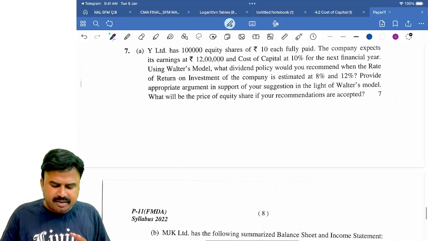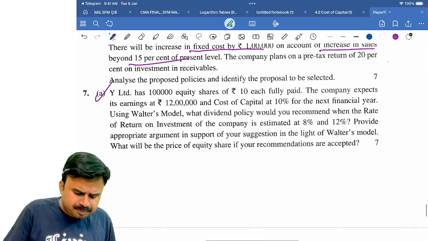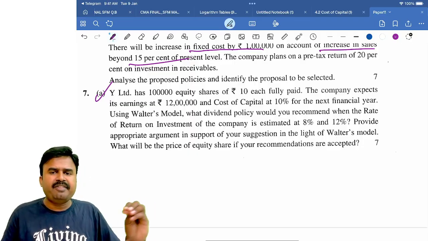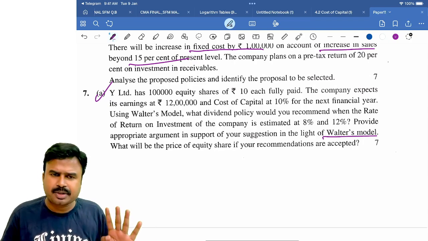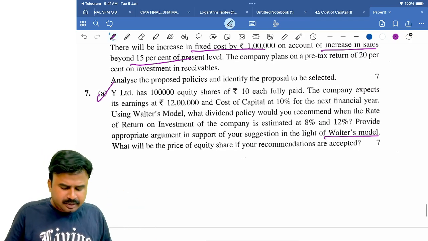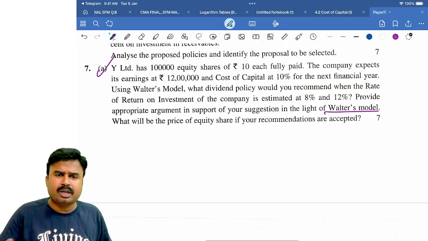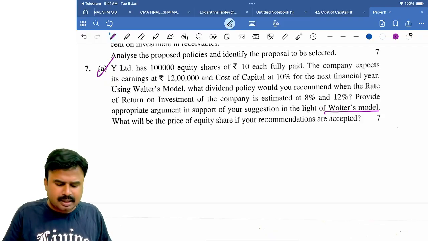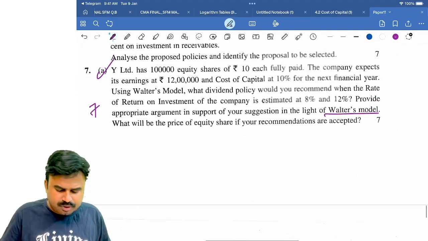Okay, now the 7th question. This 7th question, point A, is from dividend policy, a straightforward question, nothing great. Regarding optimum dividend policy, Walter's model. I told you already, either Walter or Gordon, they'll always ask you. So this 7A question is from dividend policy, nothing great. No new concepts and no new models were covered. Simply a direct question was asked in this 7A. So this is for 7 marks.